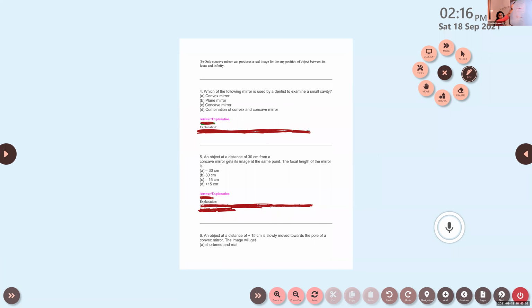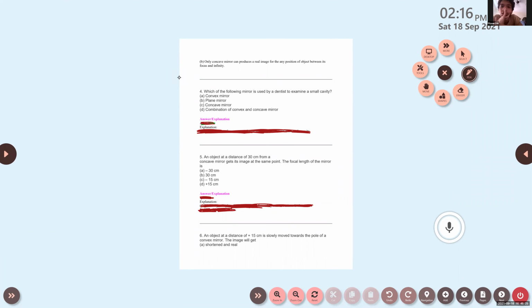So the explanation for this question: only a concave mirror can produce a real image for any position of the object between its focus and infinity. So out of these 4 mirrors, only the concave mirror is able to produce a real image. Okay. The fourth question: which of the following mirrors is used by a dentist to examine a small cavity?